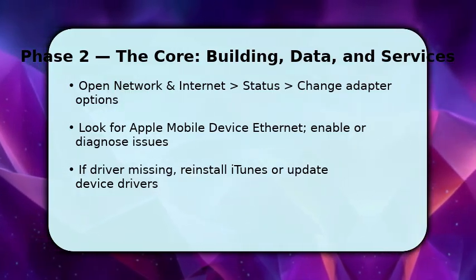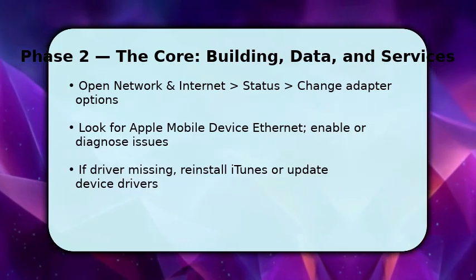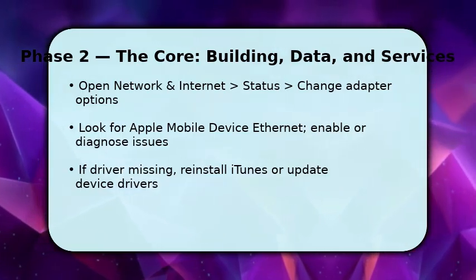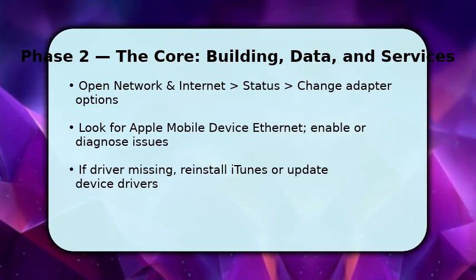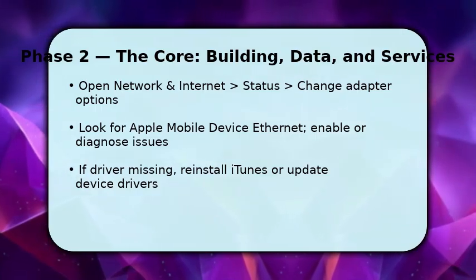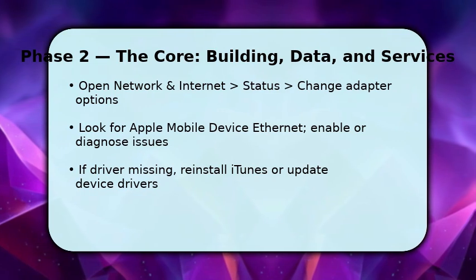Make sure no VPN or firewall is blocking new networks. Temporarily disable such software to test. If DHCP fails, manually set an IPv4 address in the adapter to match your phone's subnet.